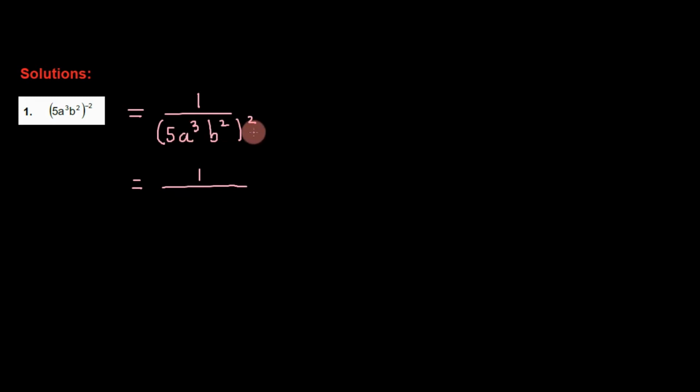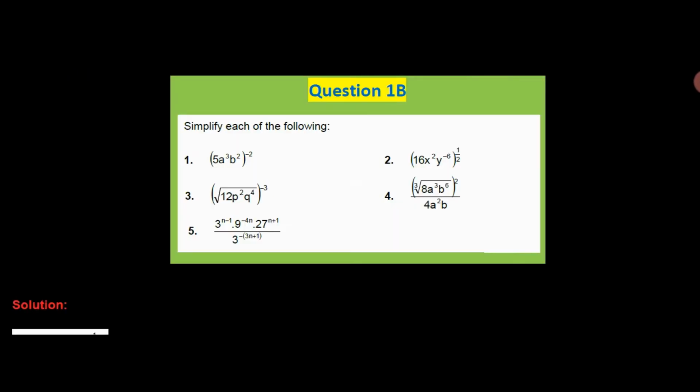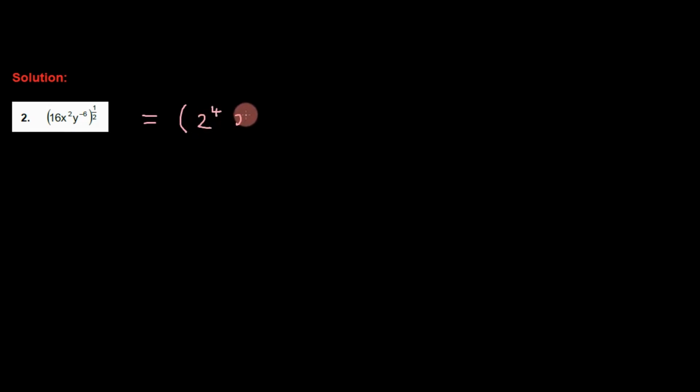Now we can multiply the powers. So there's a 1 here associated with a 5. So it's 5 to the 1 times 2. A to the 3 times 2. B to the 2 times 2. And this is equal to 1 over 25 a to the 6, b to the 4. Let's look at your second answer here. We can start by using prime factors for 16. So it's 2 to the 4.